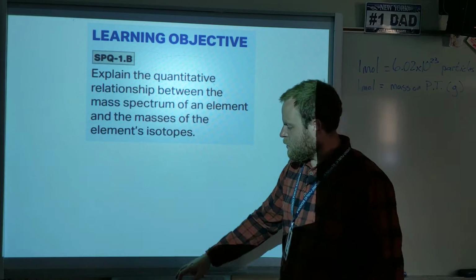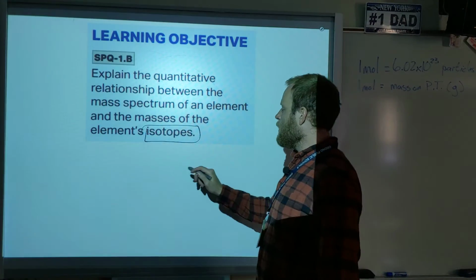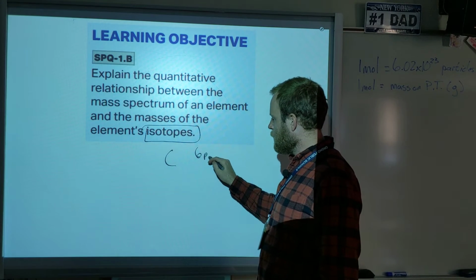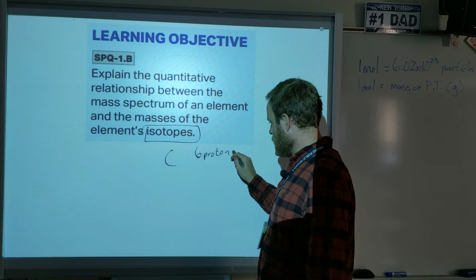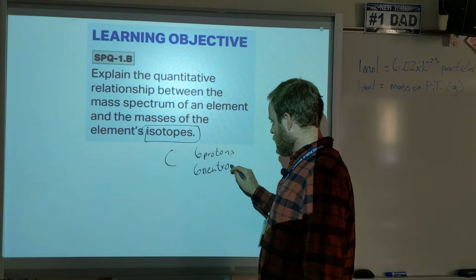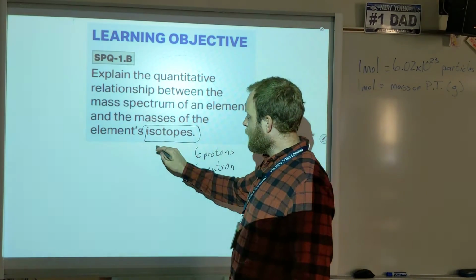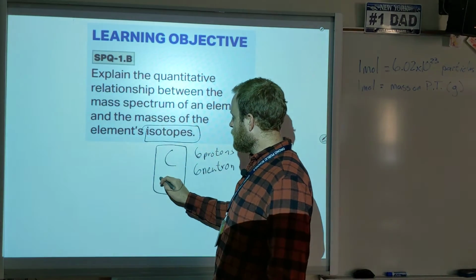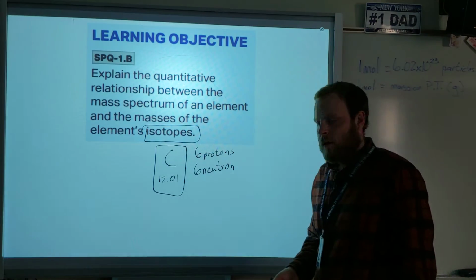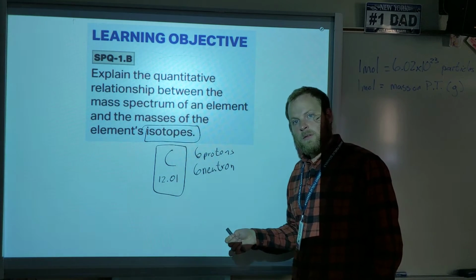I should probably talk about what isotopes are, just in case you don't know. So if you've ever wondered why carbon has 6 protons and 6 neutrons, and each of these things have a mass of 1, right? But carbon on the periodic table has a mass of 12.01. It's not exactly 12. That's because this isn't the only type of carbon there is.